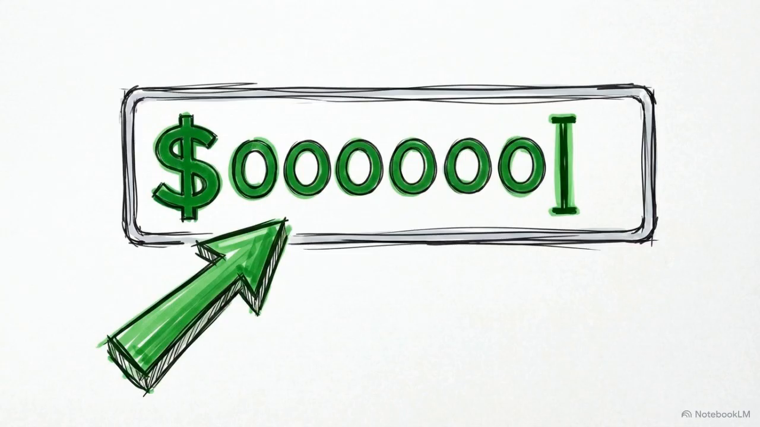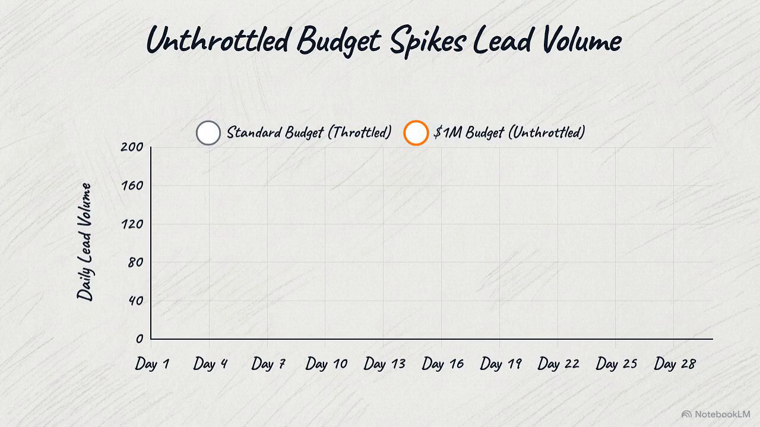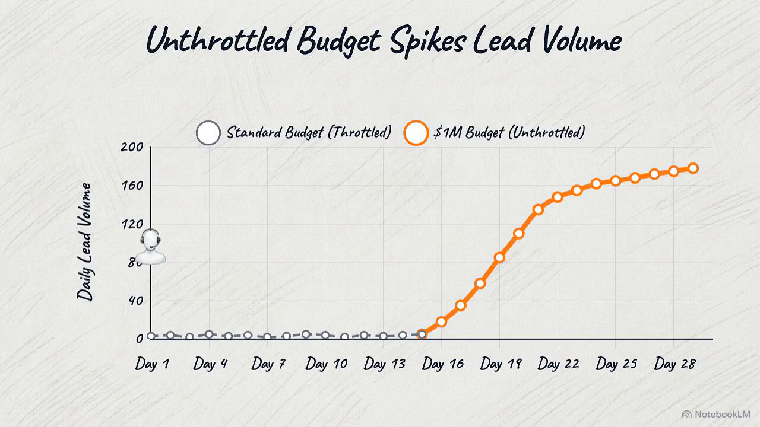Go to your budget configuration screen. In the maximum monthly budget field, input exactly $1 million. Standard algorithm behavior throttles lead distribution to stretch your budget evenly across 30 days, artificially capping daily volume. Entering $1 million breaks this pacing, removing the cap and allowing a massive unthrottled spike in leads.